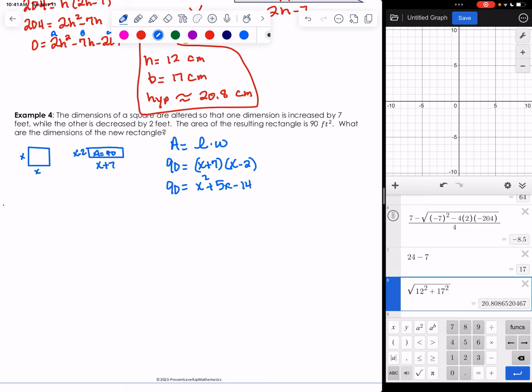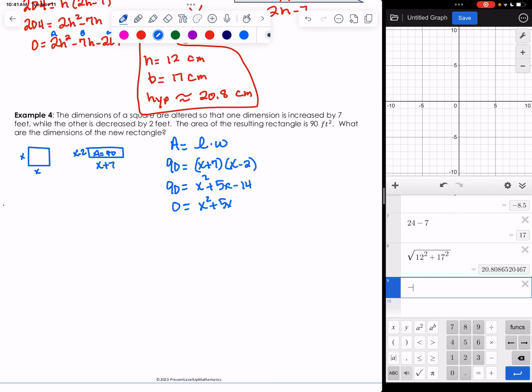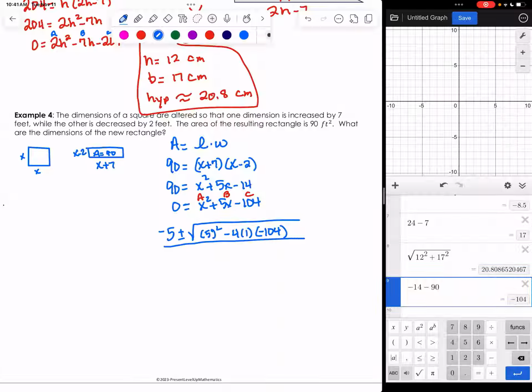Now I still need to put this in standard form, so let's subtract 90 from both sides. This would give me x squared plus 5x, and I want negative 14 minus 90, and that's going to give me negative 104. So here's your A, your B, and your C, and we want to solve this for x. So we'll take the opposite of B, negative 5, plus or minus the square root of B squared, or 5 squared, minus 4 times A, which is 1, times C, which is negative 104, all over 2 times 1.